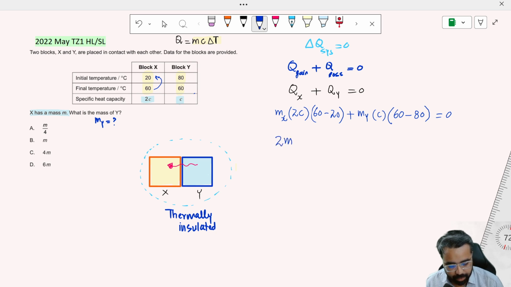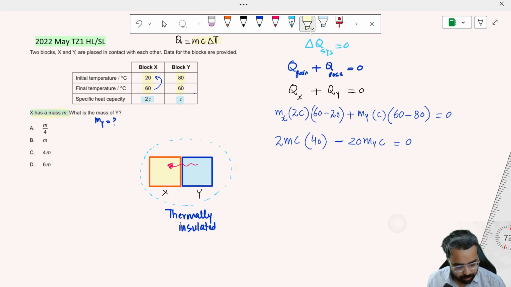So 2m, now we know that the mass of X is m, right? So right now I am directly writing 2mC times 40, and that will be minus 20 m_Y C is equal to 0. So students, this is an unknown variable, so it's better to take this whole term to the other side, and we can write 80mC is equal to 20 m_Y C. You can further solve it.